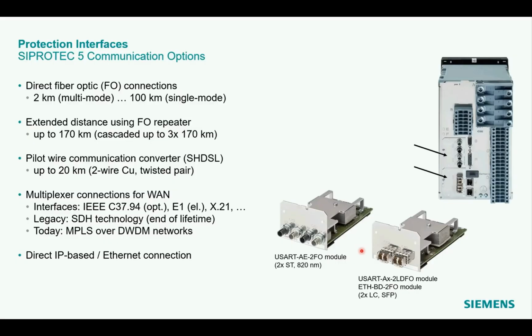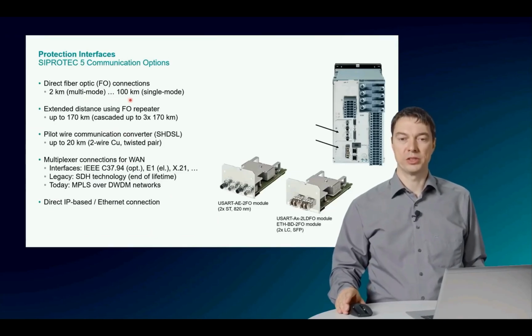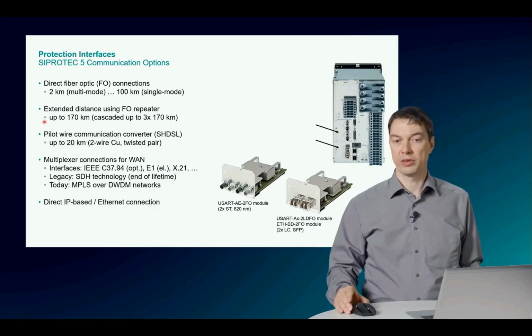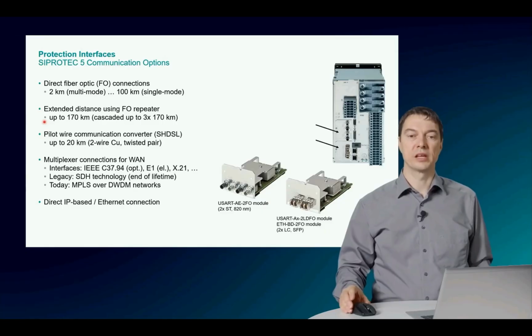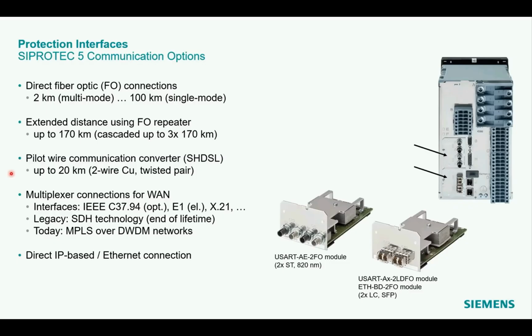For direct fiber optic connections, there are modules from up to 2 km for multimode, up to 100 km single mode. If 100 km are not enough for your application, you can use a fiber optic repeater, which further extends the distance up to 170 km, and this can even be cascaded. We will come to this later. There's also an option for pilot wire communication, where you use a communication converter, which you can use up to 20 km over 2-wire copper twisted pair.